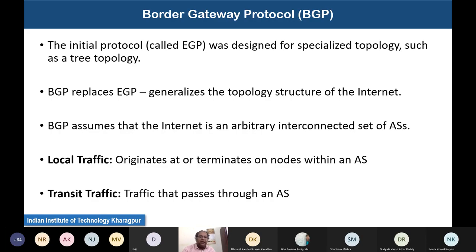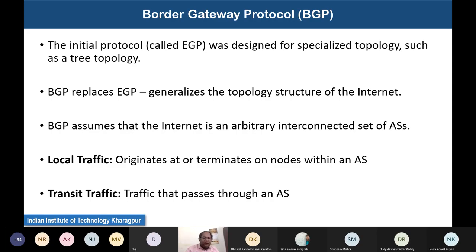BGP assumes that the internet is an arbitrary interconnection of a set of autonomous systems. Here I'm not going to look at the routers or the individual hosts. I'm just going to look at the autonomous systems as a whole. And we have two different types of traffic. As I was mentioning, we have the local traffic, which originates or terminates on nodes within an autonomous system, and the transit traffic, which is traffic that passes through an autonomous system.